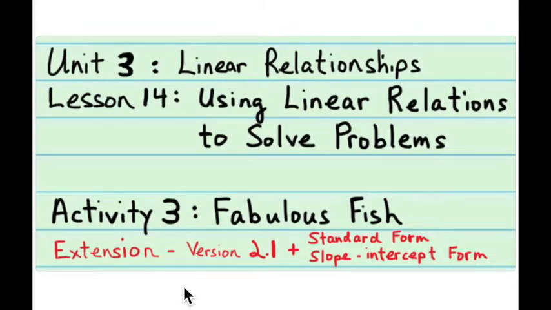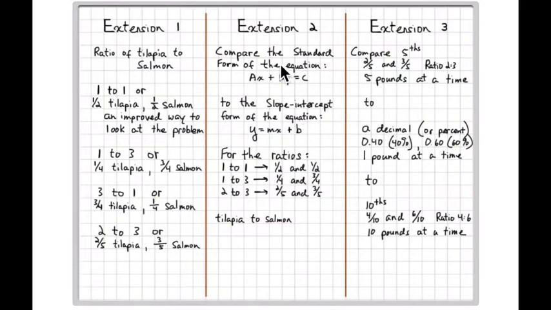This is the second extension of Activity 3, Fabulous Fish. And in this extension, what I'm doing is comparing the standard form of the equation, so ax plus by equals c, to the slope-intercept form of the equation, so y equals mx plus b. You should be able to use either form of the equations to figure out what the amount of tilapia is compared to the number of pounds of salmon.